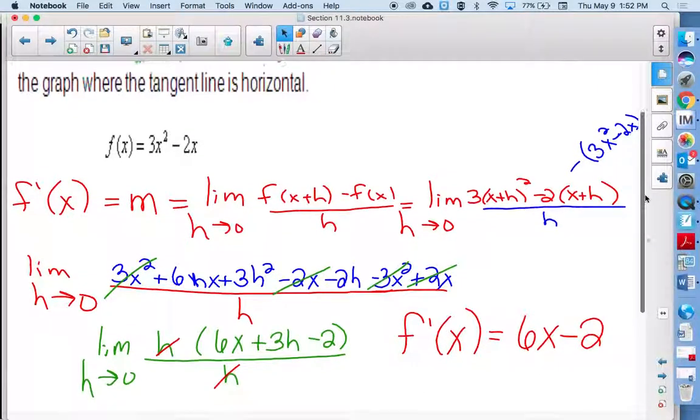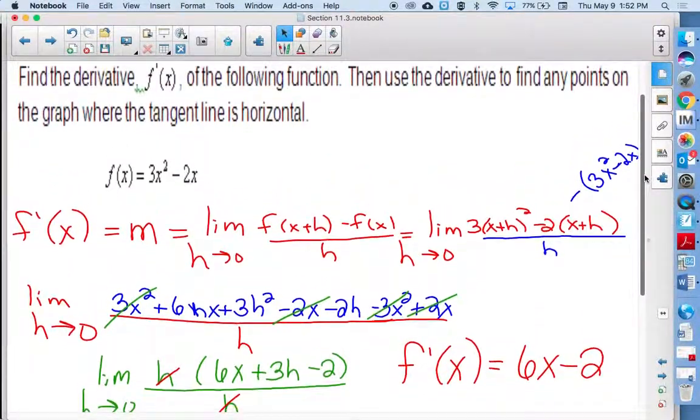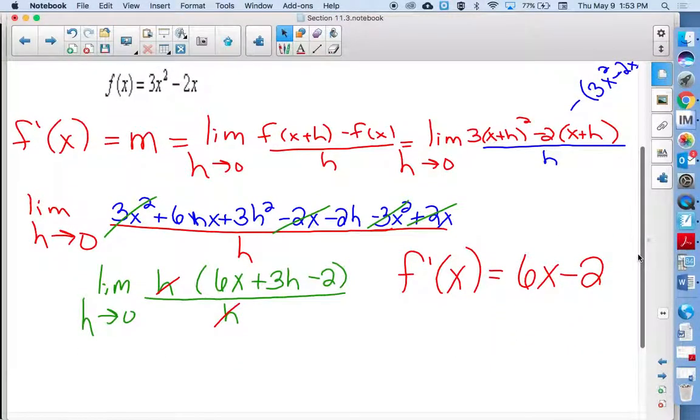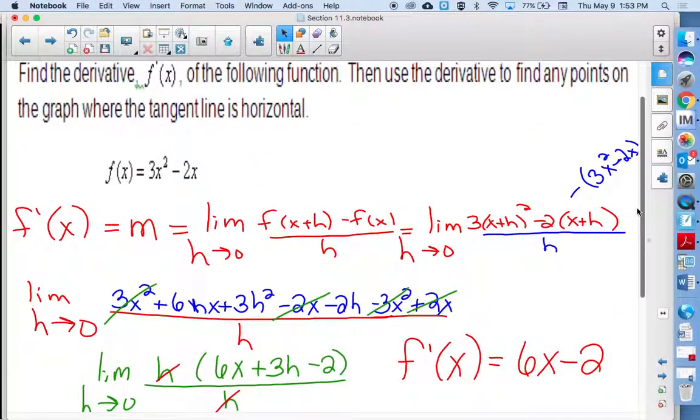So the next question says, use the derivative, use this equation, to find any points on the graph where the tangent line is horizontal. So we have this equation, 3x squared minus 2x. What's the equation look like? So, Virginia, what's that equation look like? Not the new one, the original.